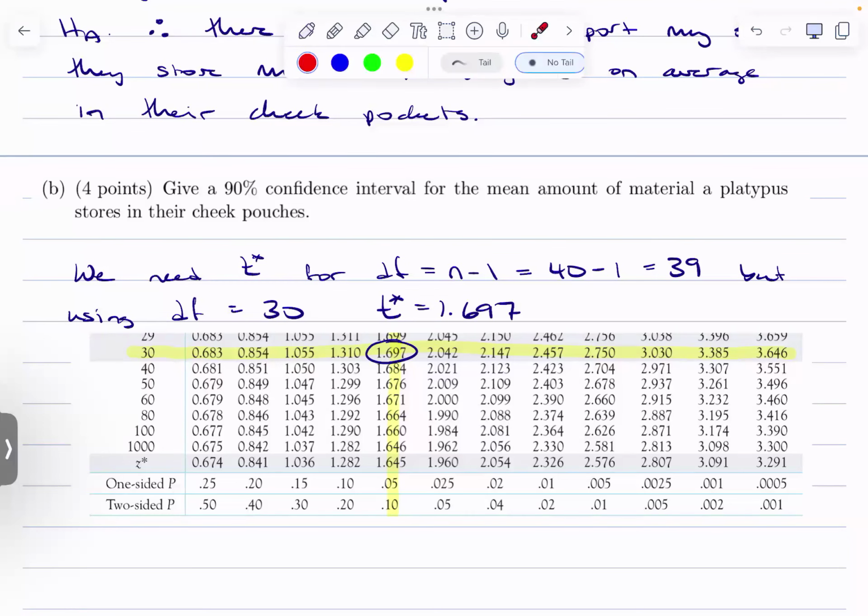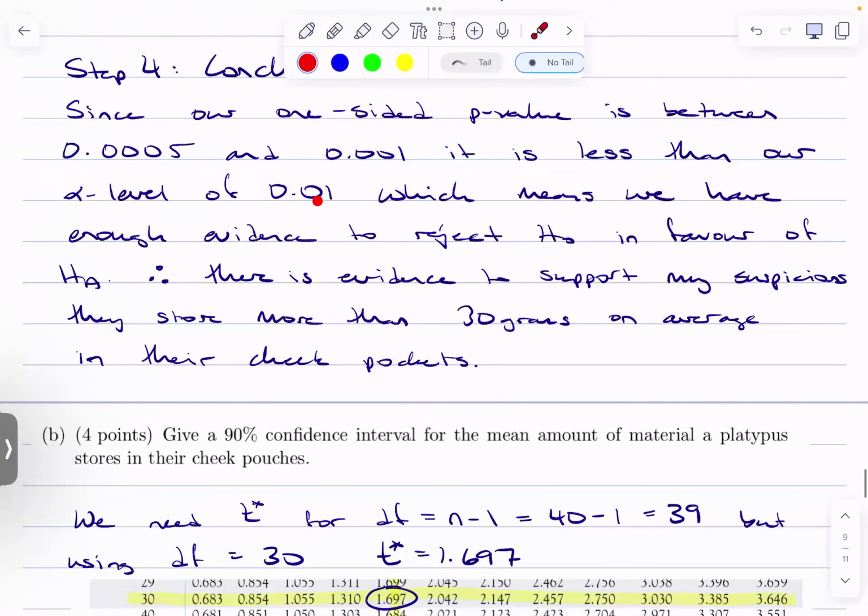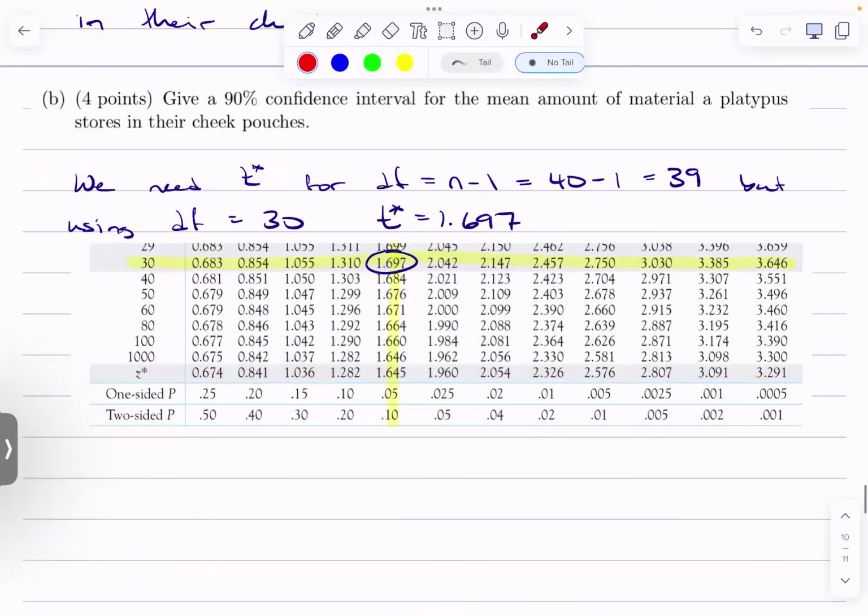I will point out that at an alpha level of 0.01, for a one-sided test, the equivalent confidence interval would use a critical value of 2.457. That's beyond what we need. You've been asked to make a 90% confidence interval, but it might not necessarily match what we found in our hypothesis test because they're not the same.